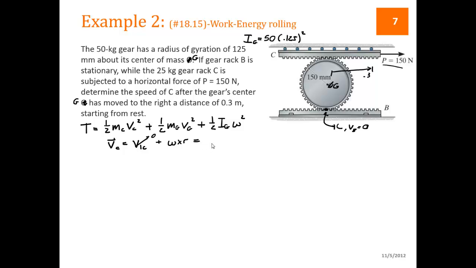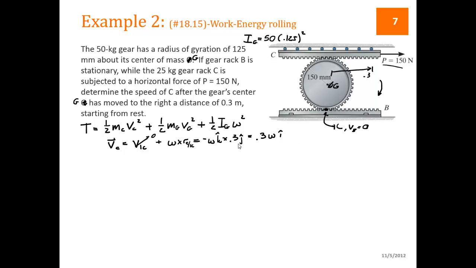Well, omega is in the k direction. We don't know what it is, but it's in the k direction, and it would be in this direction, right, based on the P, so that would be a negative k, crossed with R from the instantaneous center to C. So it's R of C as measured from the instantaneous center. C is up here at the top. From the instantaneous center up to there is 0.3 in the positive J hat direction. So negative K hat crossed with positive J hat gives us a positive I hat equal to 0.3 omega I hat.